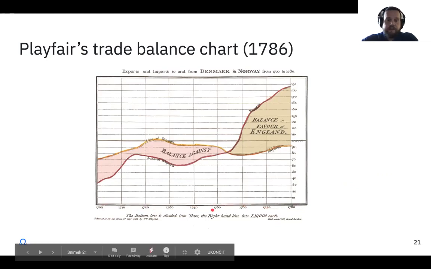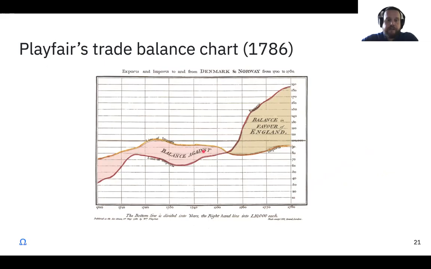So he has clearly labeled the x-axis and y-axis. He has plotted a line of imports, so this is the absolute value of imports from Denmark to the UK, and the red one is the line of exports, so how much the United Kingdom has exported to Denmark and Norway. And he has also made use of the area chart technique, where he nicely plots the relations between the two. We can see the breaking point.